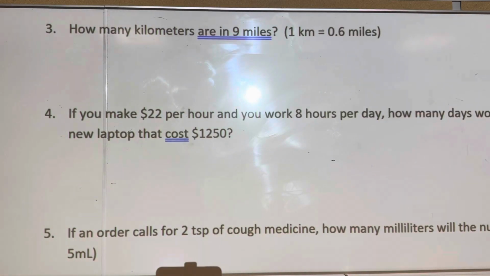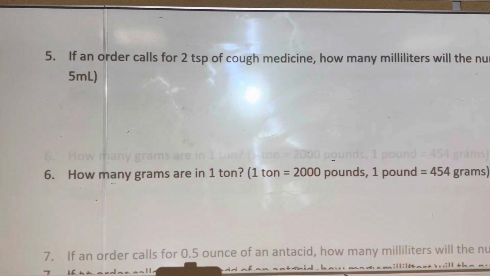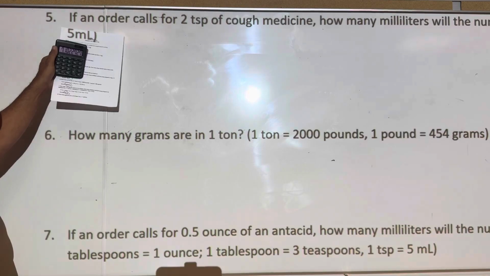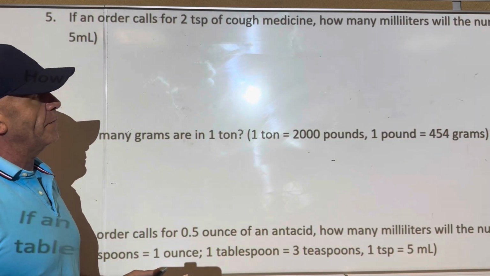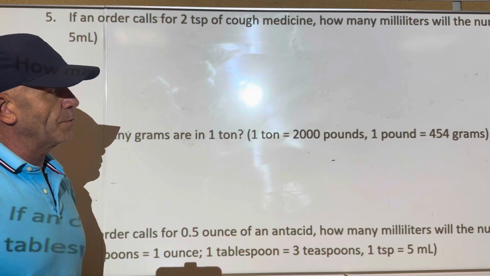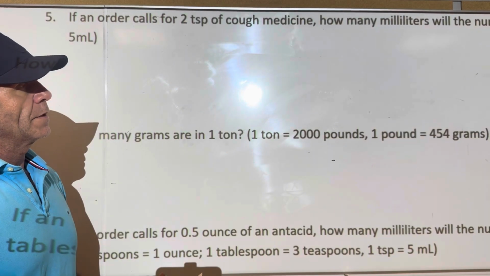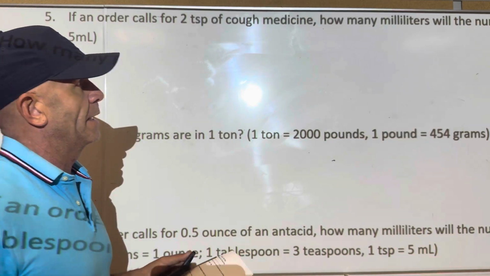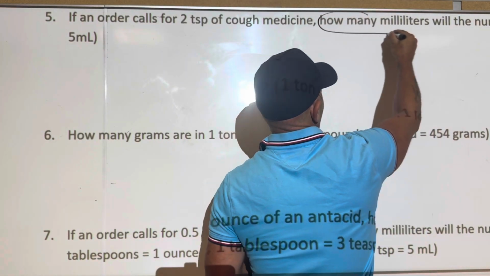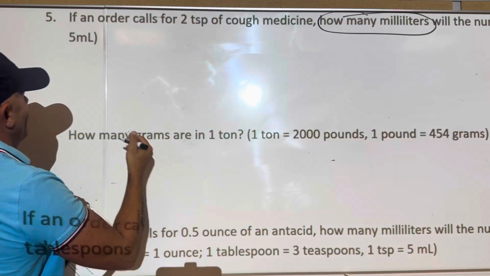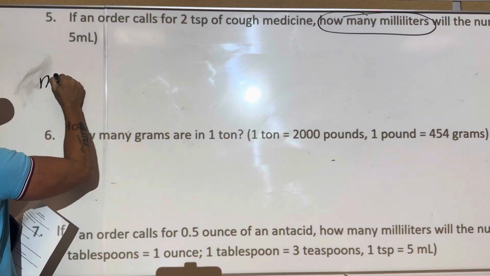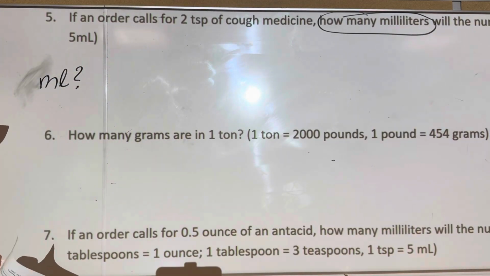Okay, going on to number 5 on the quiz. If an order calls for 2 teaspoons of cough medicine, how many milliliters will the nurse prepare? So what are we looking for in this question? Well, they're asking how many milliliters. So this is what we're looking for, milliliters. So again, we come over here. We put milliliters, question mark, because that's what they're looking for.